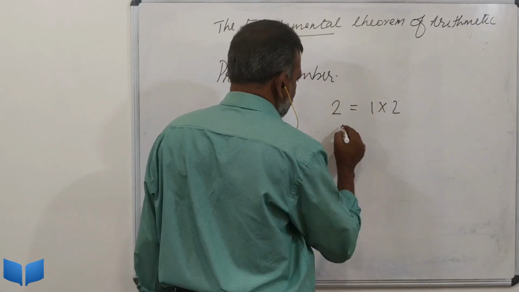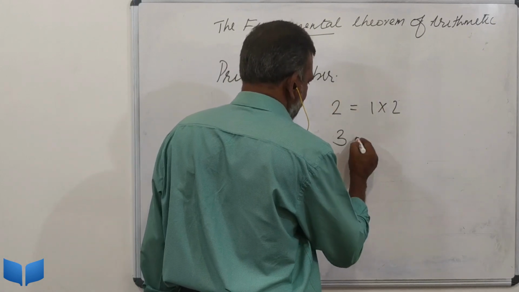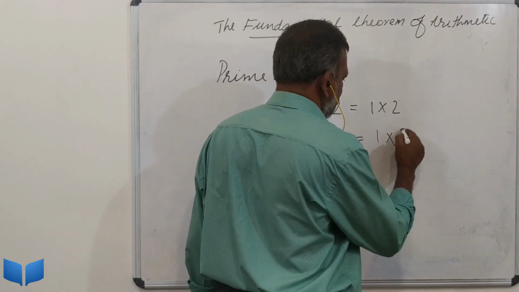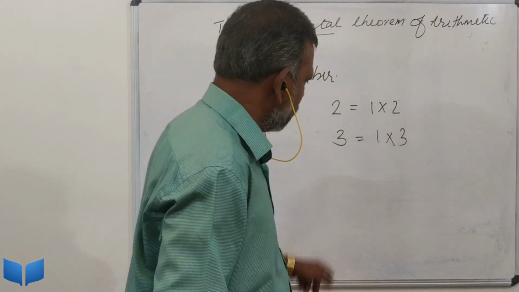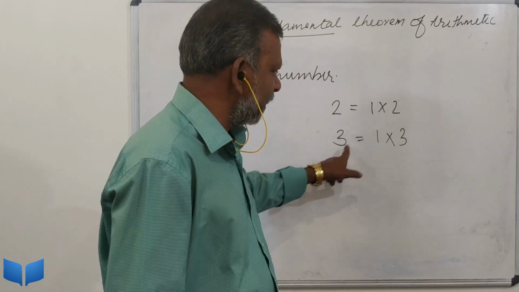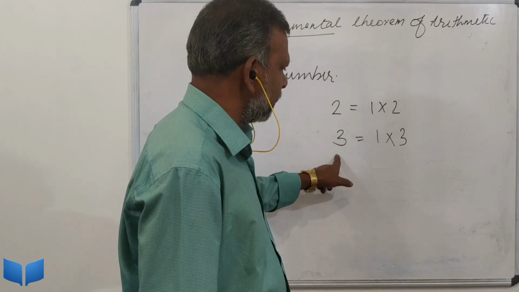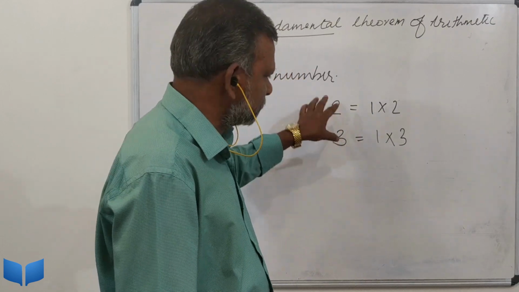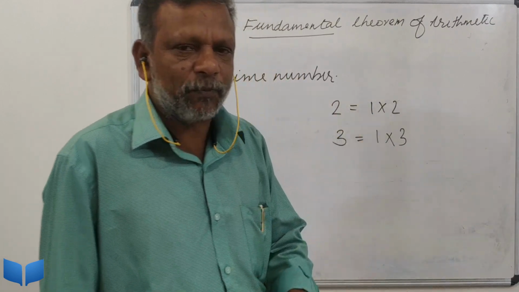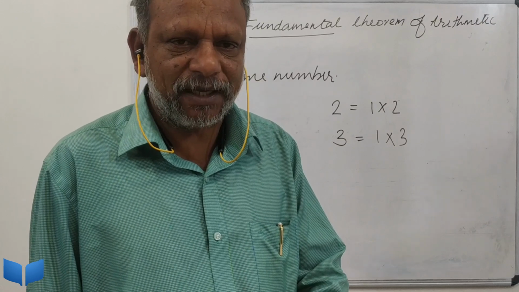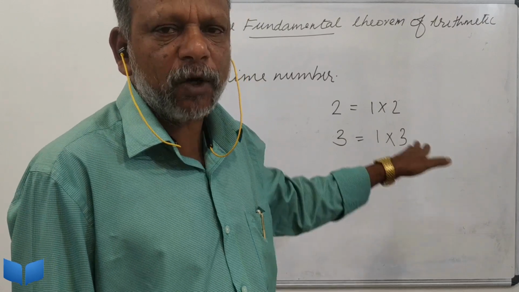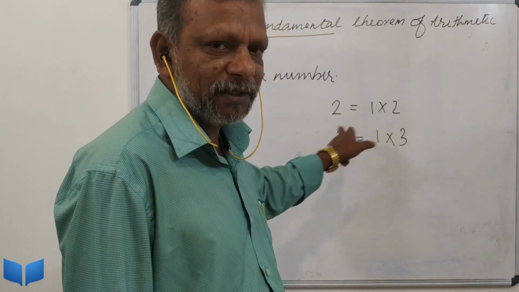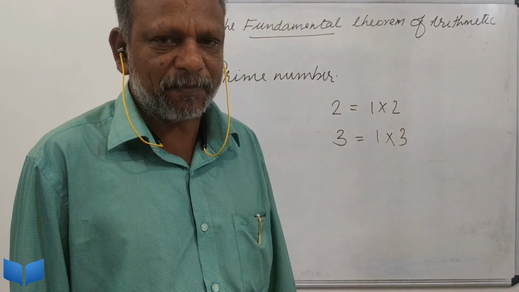Then let us take 3. 3 can be written as 1 into 3. Therefore, 3 can be divisible by 1, or 3 can be divided by 3. So 3 is a prime number because 3 can be divisible by the number itself, 3, or 1. That cannot be divided by any other number. Therefore 2 is a prime number, 3 is also another prime number.